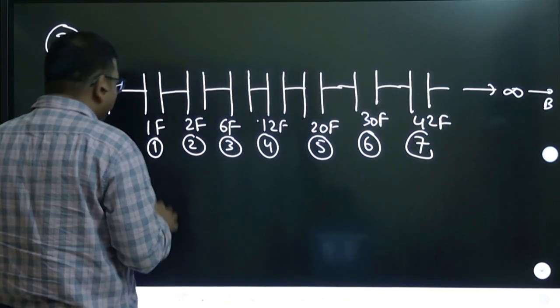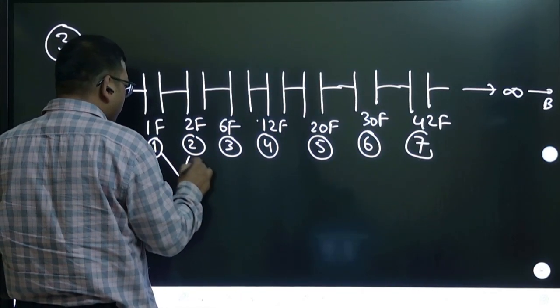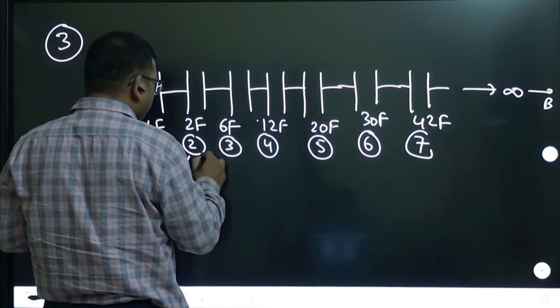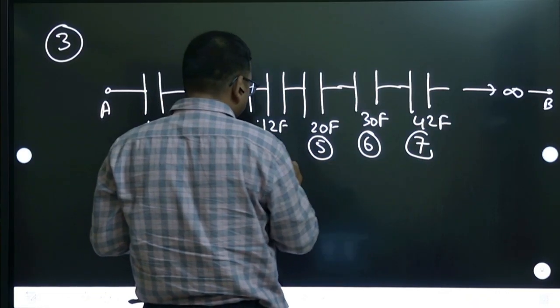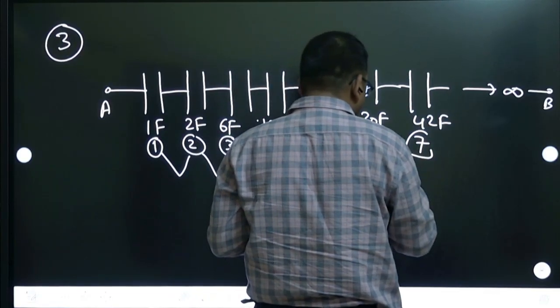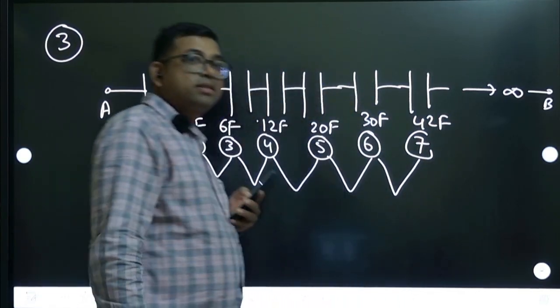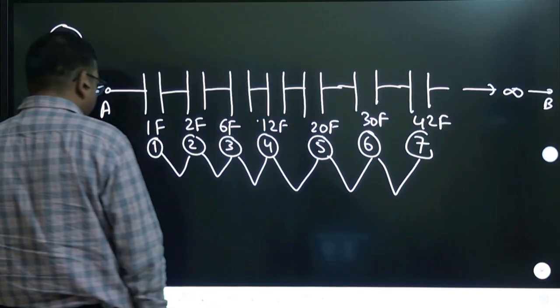You are getting it, because this is 1. Next one is 1 into 2. Next one is 2 into 3. Next one is 3 into 4. Next one is 4 into 5. Next one is 5 into 6. Next one is 6 into 7, right? This is the pattern.